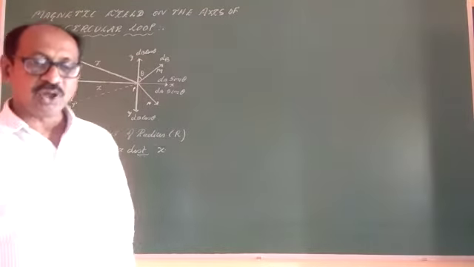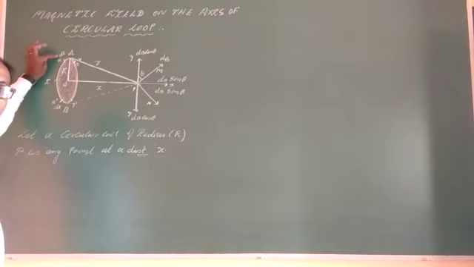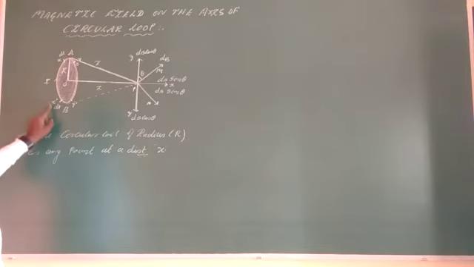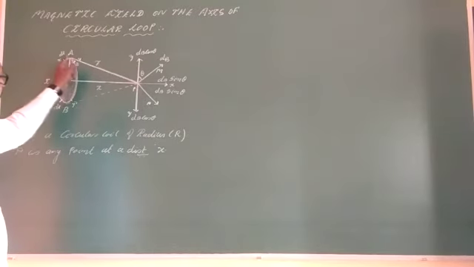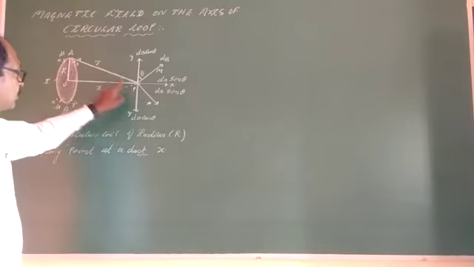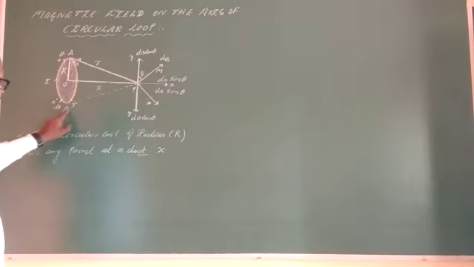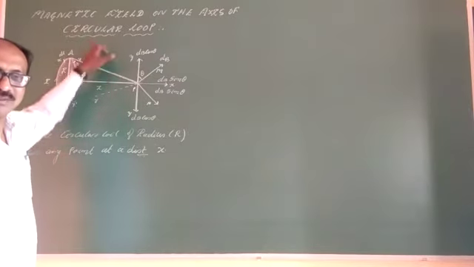Now I am considering a small element, dl. dl is the small element, and also here is another small element, dl dash. I want to find out the magnetic field. The distance from here to here is small r, and also the distance from P to the element is also r. It's the same thing.